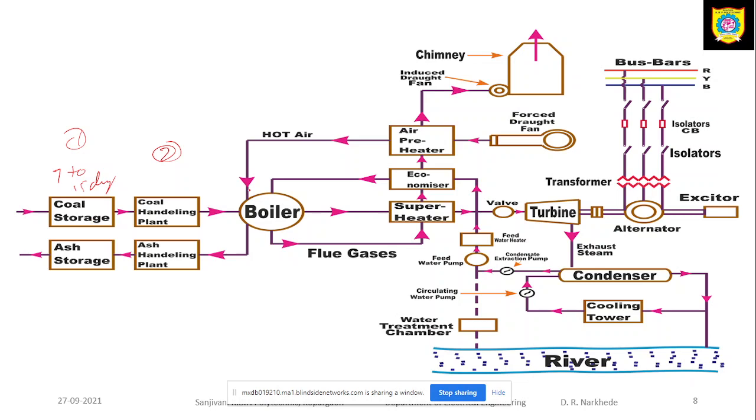In the second I am going to convert that coal into small pieces. So here the pulverization is going to take place. Then after pulverizing, we are going to send that coal to the boiler. Here the actual combustion of the coal is going to take place inside the boiler.